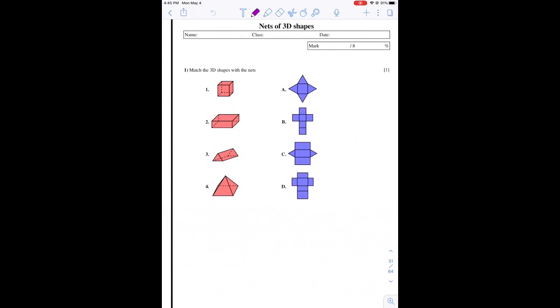Hey everybody, today we are going to talk about nets. Nets of 3D shapes are basically taking a shape and unfolding it. So let's take a look at this page first.